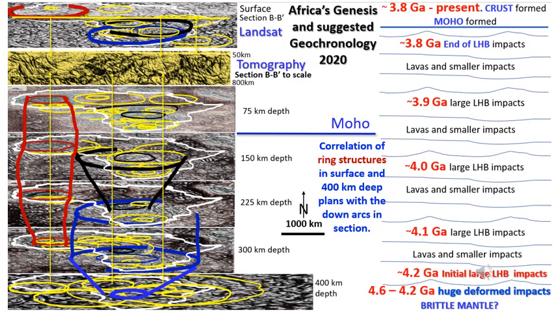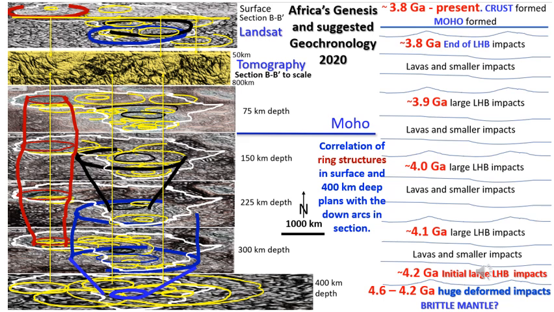This image shows Africa's genesis and suggested geochronology. I have enhanced the surface Landsat and all the seismic tomography sections down to 400 kilometres depth under Africa. The ring structures are plotted and correlate with the down arcs on the section BB across Africa. I've tentatively assigned geochronological ages from 4.5 gigaannums to 3.8 gigaannums on the right-hand side.